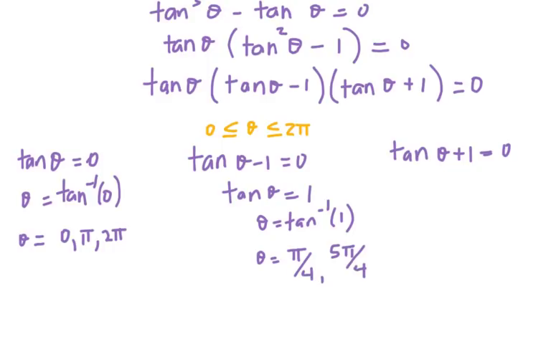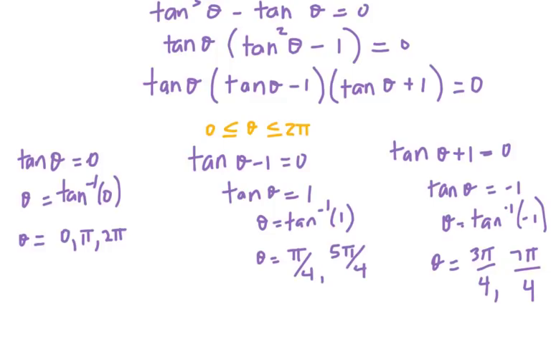Let's look at our last factor. Tan theta plus 1 is equal to 0. So that must mean that tan theta is equal to negative 1. Tan is negative, so that means that we're looking for solutions in quadrant 2 and quadrant 4. So theta is going to be equal to the tan inverse of negative 1. So theta is equal to 3 pi over 4 and 7 pi over 4.